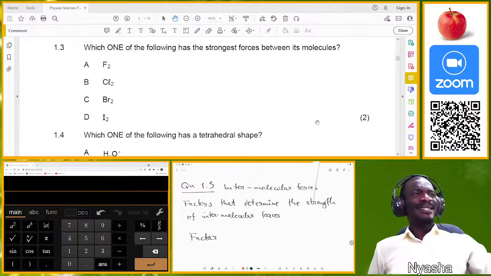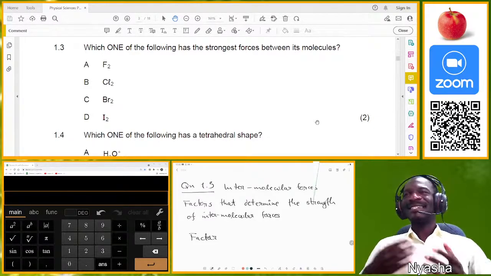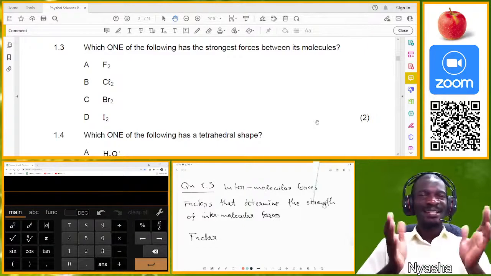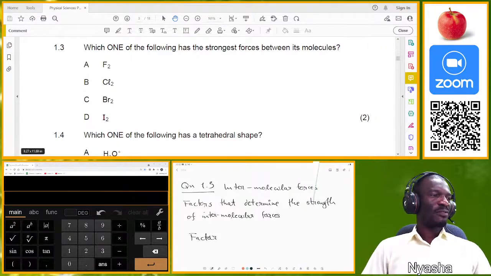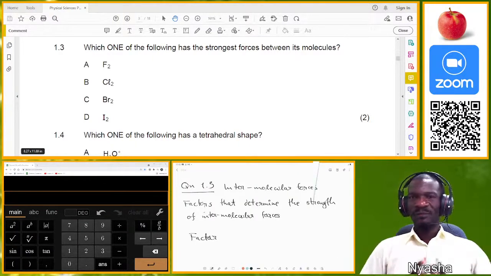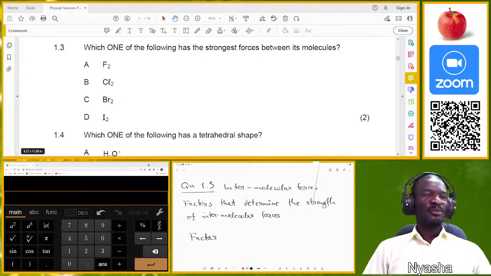First of all, these answers, do you notice that they are in one group? Do you notice that all these answers are in one group? Which group of chemicals are these? These fluorine, iodine, bromine, chlorine, they are all in one group. So which group do they belong to? Which group of chemicals or elements on the periodic table do they belong to? Can you please tell me the group?